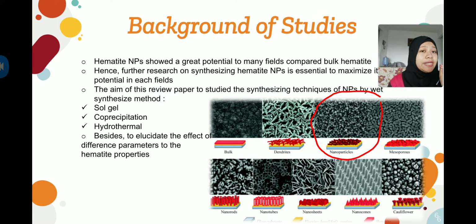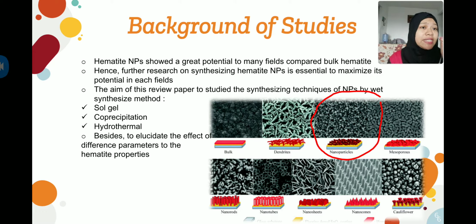So hematite nanoparticles show great potential in many fields compared to bulk hematite. If you can see the images here, this is the comparison of bulk hematite and nanoparticle hematite. Logically, nanoparticle hematite can show greater potential compared to the bulk one. So further research on synthesizing hematite nanoparticles is very essential to maximize its potential in each field.